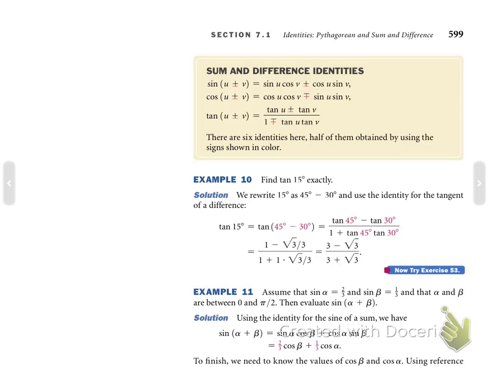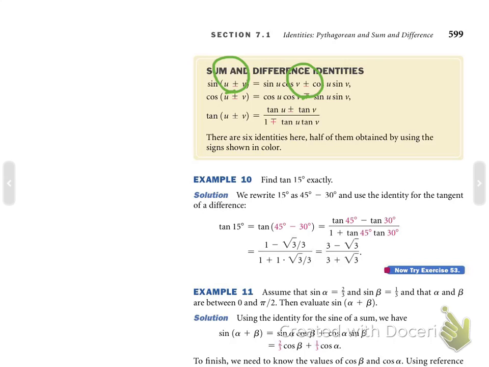The way you read this is a little confusing for some students. Notice that the top sign is a plus. Over here, the top sign is a plus. That means this formula is actually sine of u plus v equals sine u cosine v plus cosine u sine v. It's also sine u minus v equals sine u cosine v minus cosine u sine v.